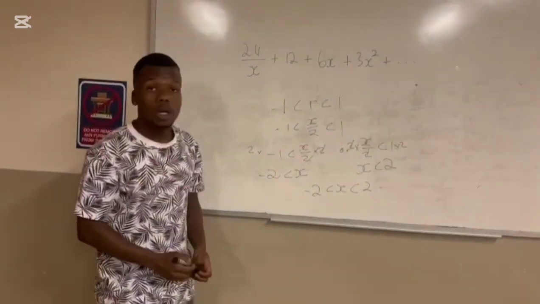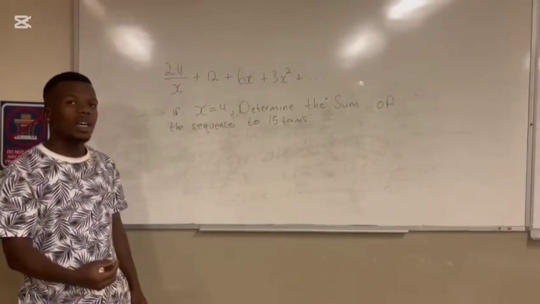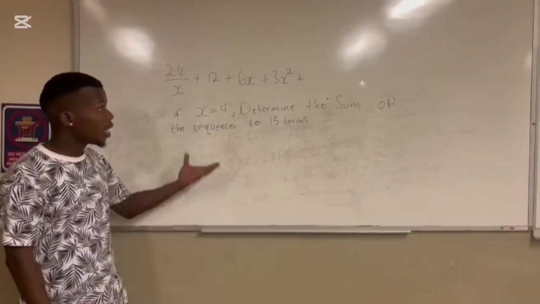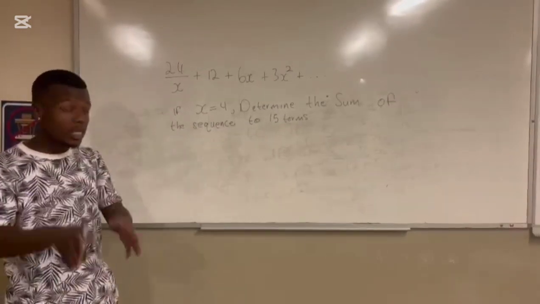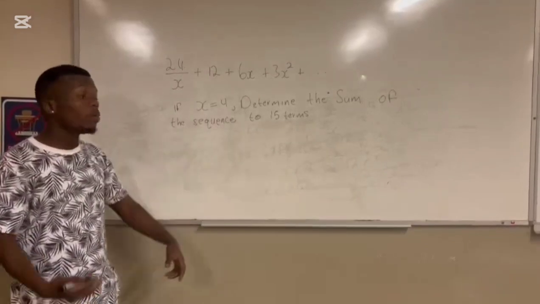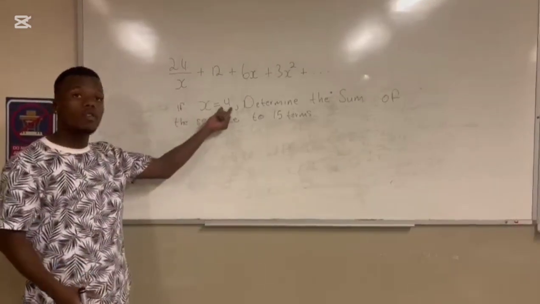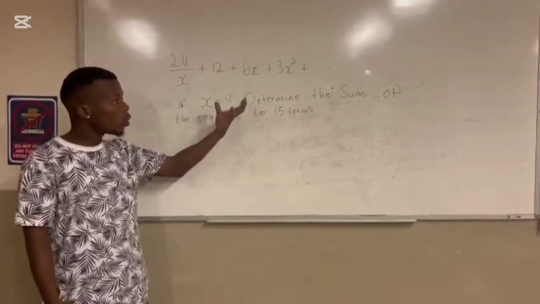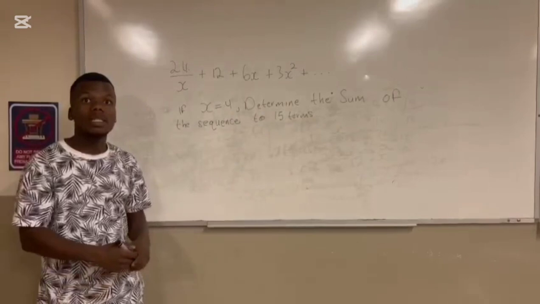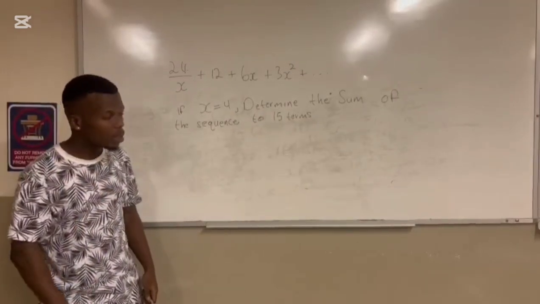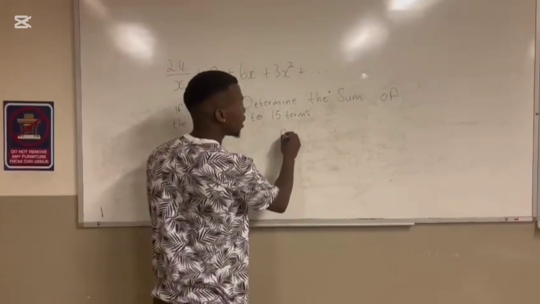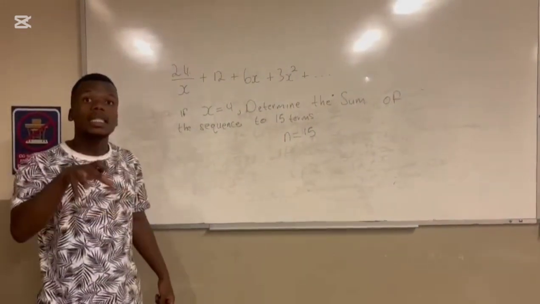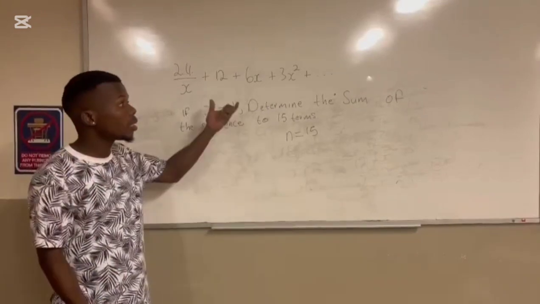Now we are going to the next question. This is the last question we are given about this geometric series. It says, if x is equal to 4, meaning where I see x, I substitute 4, determine the sum of the sequence to 15 terms. We are already given the number of terms, which is n, so n is equal to 15.